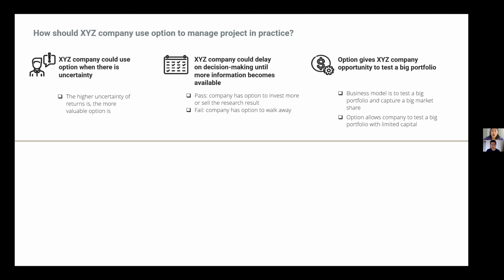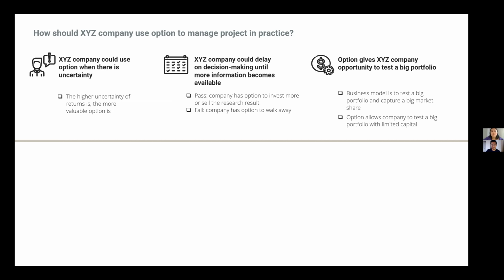Last but not least, an option gives the company the opportunity to test a big portfolio. In our previous example, the business model of the company is that the company needs to develop an effective vaccine as soon as possible to end the pandemic and capture a big market share. So the company has to test a big portfolio of candidates at the same time.